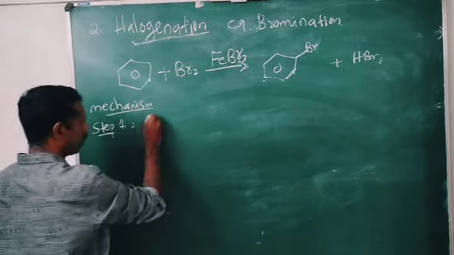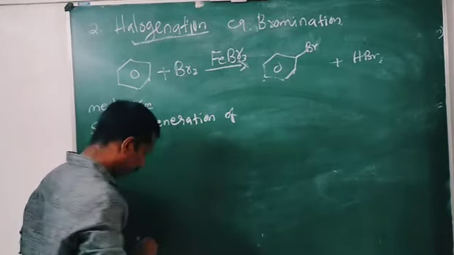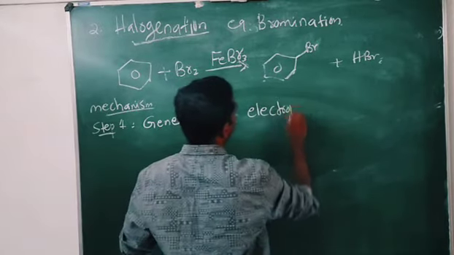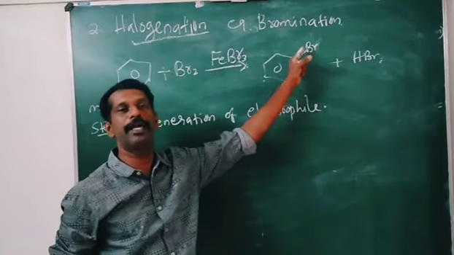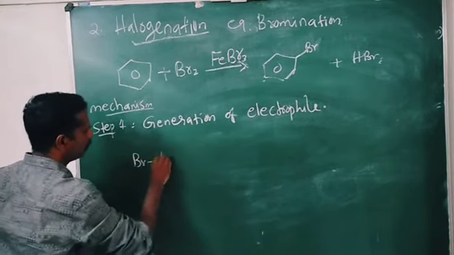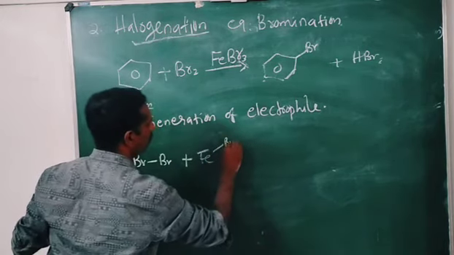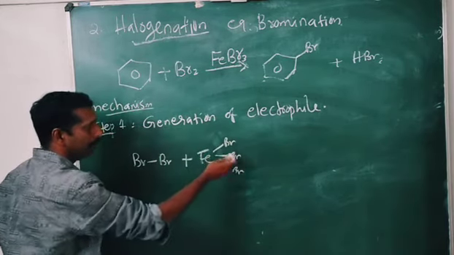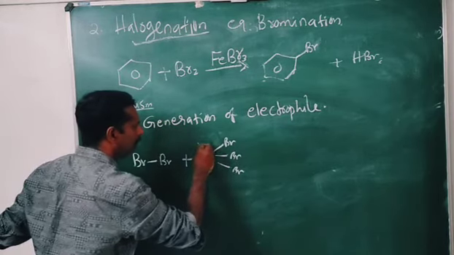Generation of the electrophile. Which is the electrophile here? Br plus. How is Br plus generated? Look at here, Br2. Br2 can be written as Br plus FeBr3. FeBr3 means Br, since Fe is attached to 3 Br, because this is more electronegative, this Fe is getting a partial positive charge.